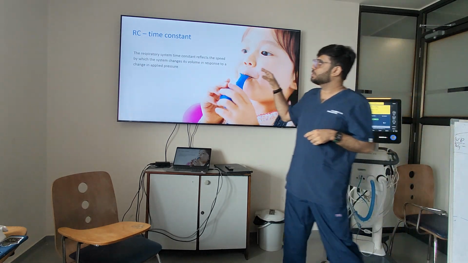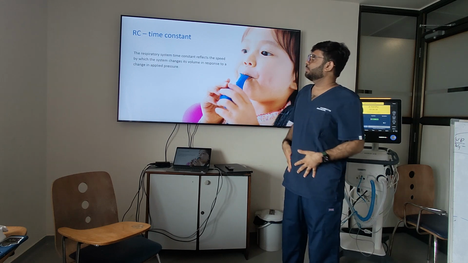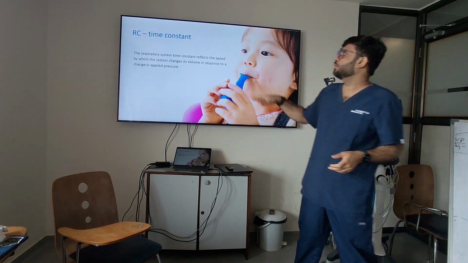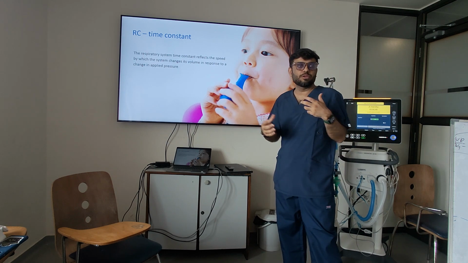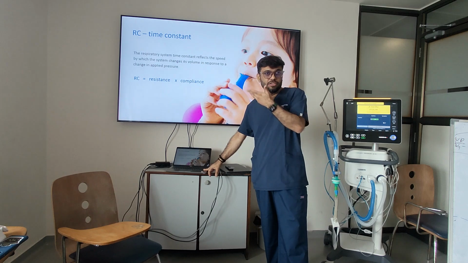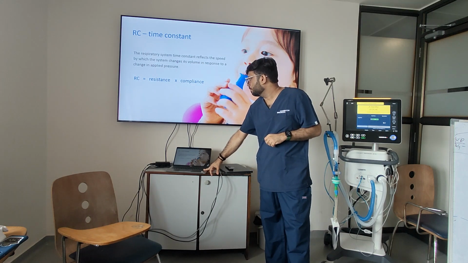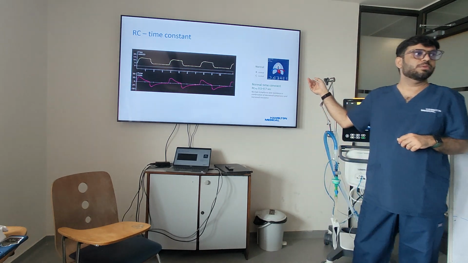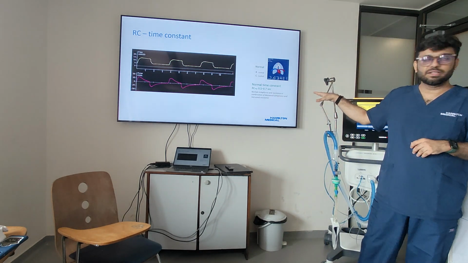Now the time constant. Basically, the respiratory system time constant reflects the speed at which the lungs empty and fill, in which the system changes its volume with respect to the pressure. So this is exactly the time constant, which is the multiplication of compliance and resistance. And this is what you see as a normal value. Your normal value is from 0.5 to 0.7 seconds.